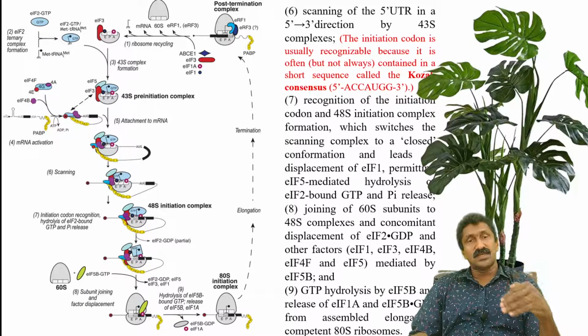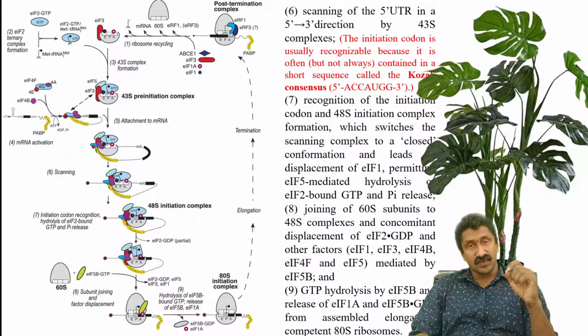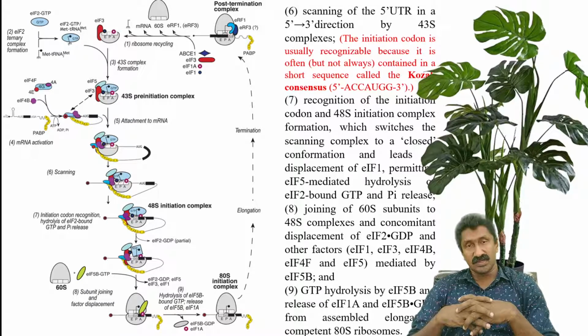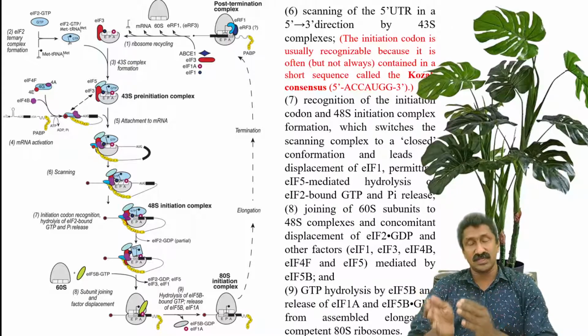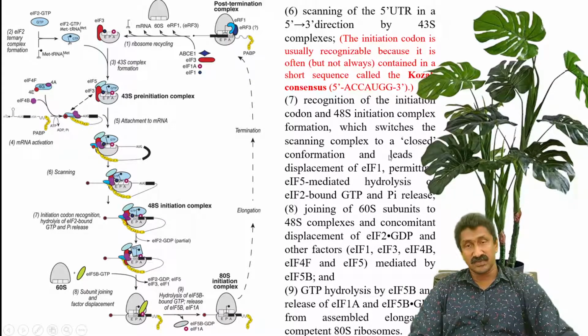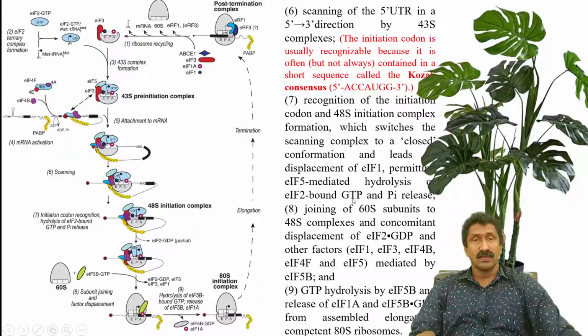Now, the recognition of the initiation codon and the 48S initiation complex formation switches the scanning complex to a closed conformation and leads to displacement of eukaryotic initiation factor 1, permitting initiation factor 5 mediated hydrolysis of eukaryotic initiation factor 2 GTP. So, once this is done, the GDP and Pi will be released. Then comes the joining of the 60S subunit to the 48S complex.